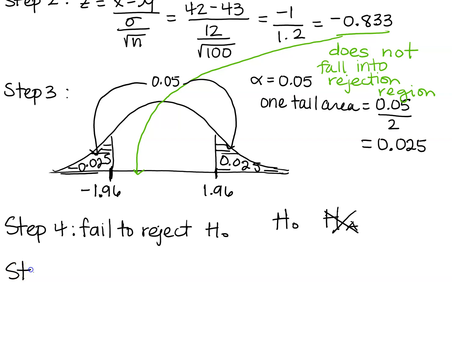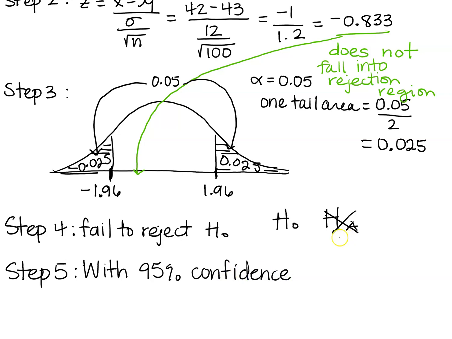Now we are ready to move on to step 5 and write our conclusion. Our level of confidence is still 95% because our alpha level of significance is still 5%, 0.05. So we are able to say that with 95% confidence, remember, we have failed to reject H0. So in reality, we are rejecting HA. Our conclusion needs to be written in the context of HA. So we are saying there is not enough evidence to support HA.